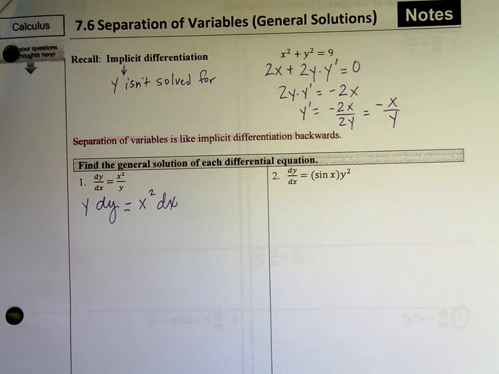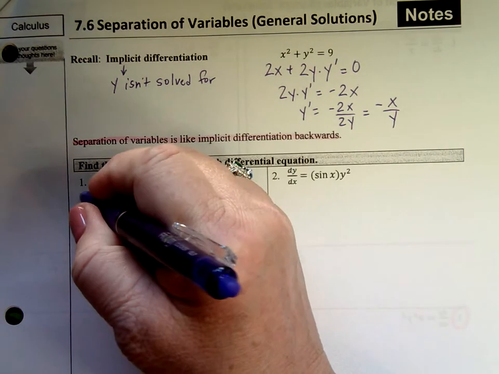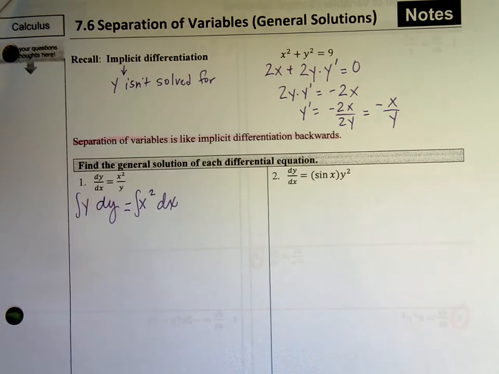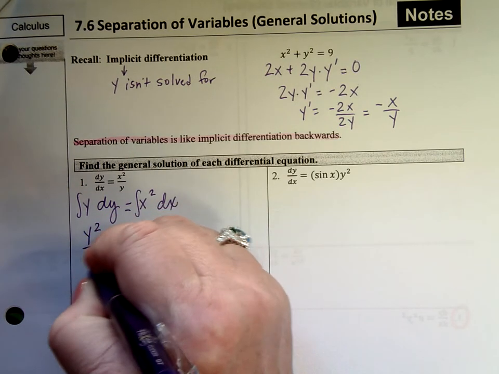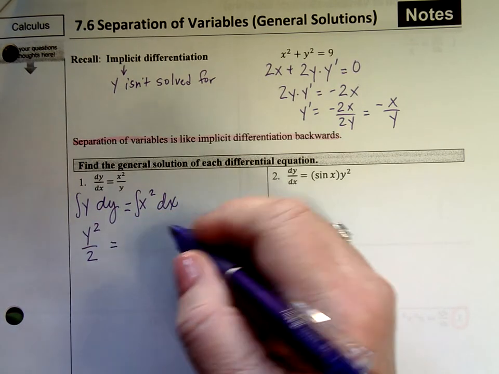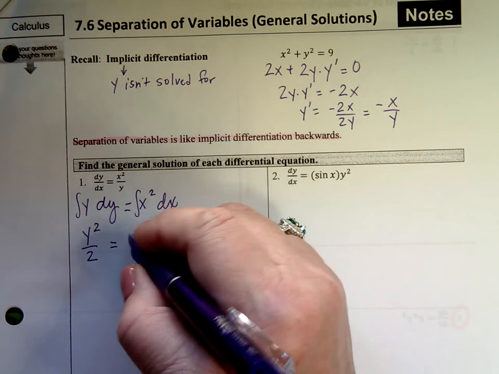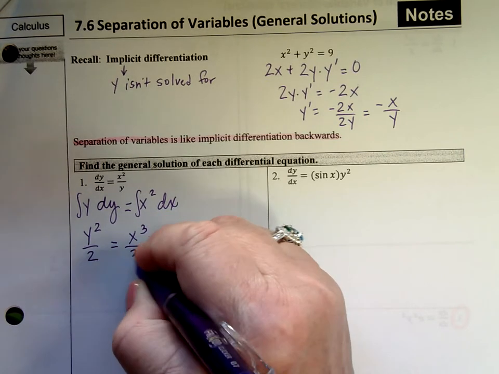Now once you have it separated, what you're going to do is integrate. So I've got it separated, now I'm ready to take the integral of each side. Well, the integral of y is y squared over 2. The dy goes away, you took the integral. And the integral of x squared is x cubed over 3.